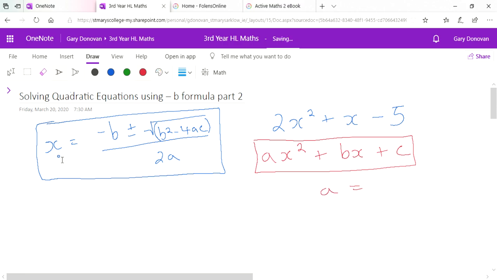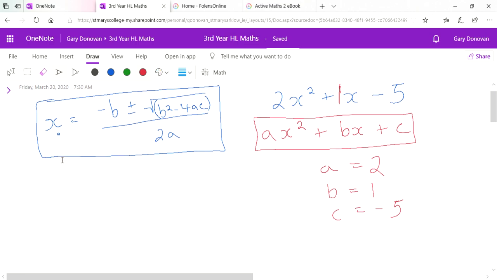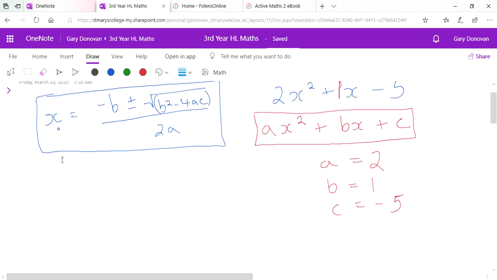A in this case will be the number in front of the x squared, which is 2. B will be the number in front of the x. Now there's no number in front of the x there, but we could just put a 1 there, so b will be equal to 1. And c will be equal to our constant, which is minus 5. And you have to be really careful to include that minus sign. Once we've done that, we have half the question kind of done really. We just have to insert these numbers into our formula.